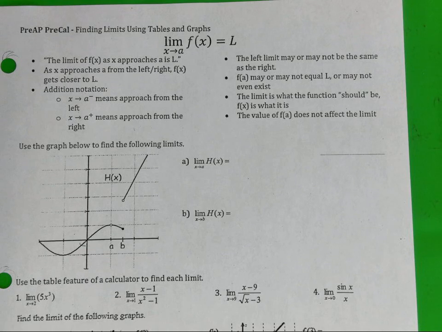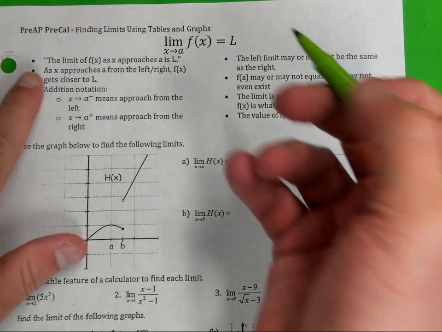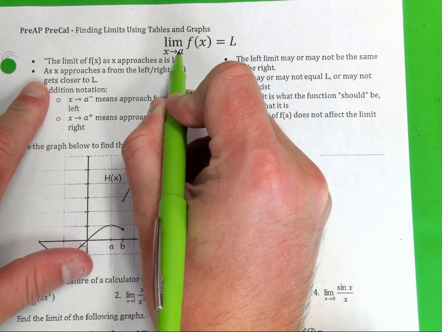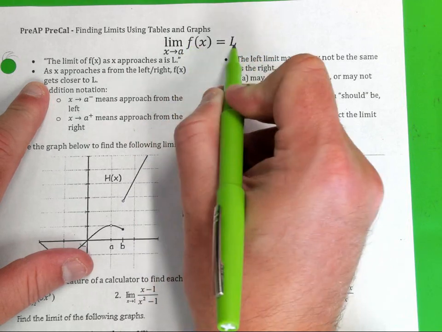The way you read this, guys, is the limit as x approaches a. There's going to be some number where a is at. The limit as x approaches a of the function equals the limit, okay? You're getting to the limit of that function. How close are we getting to that number? Okay? So, the limit as x approaches some number of whatever the function is equals this, okay?